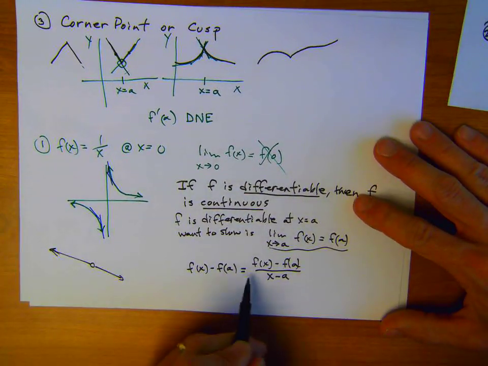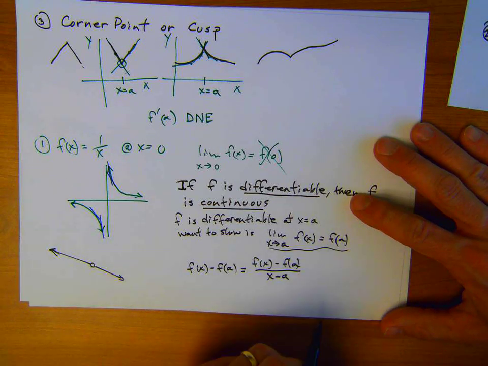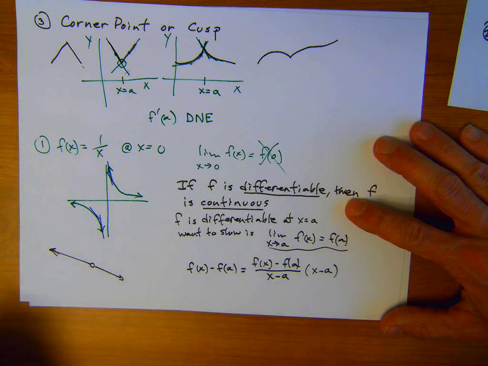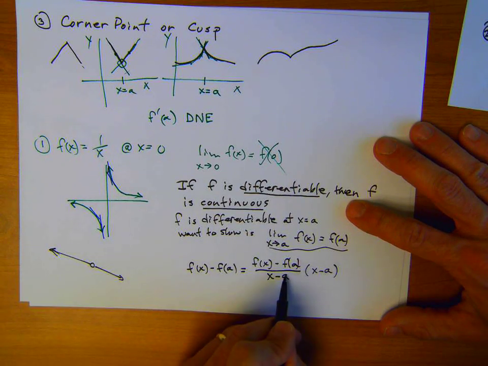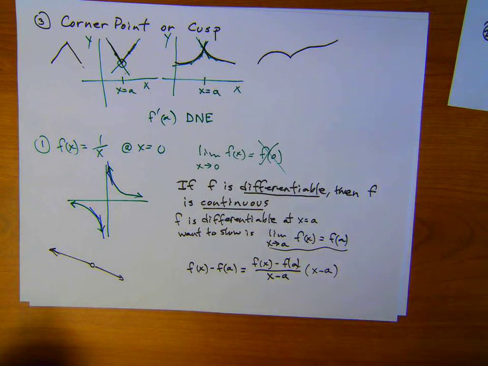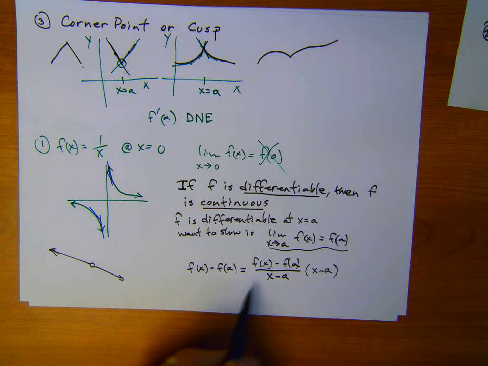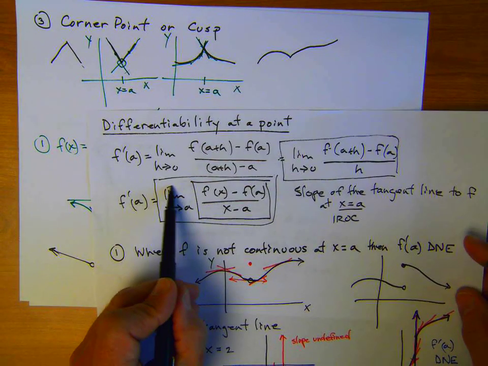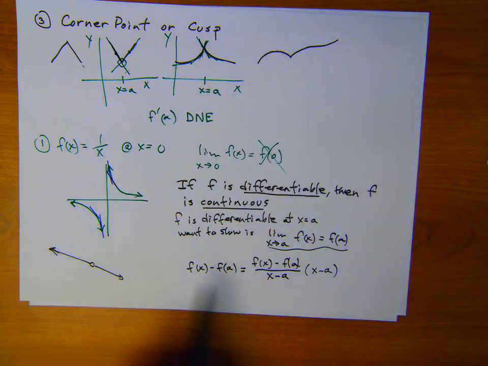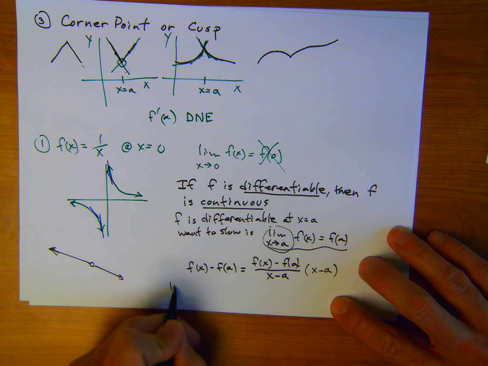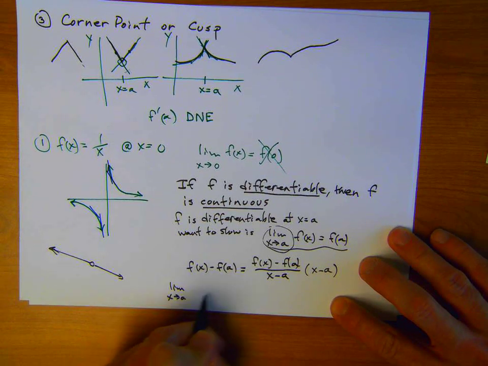All right, well, these aren't equal, right? But if I do this little trick and multiply over here by x minus a, notice that now they are equal, because these would cancel, and I'd have f of x minus f of a equals f of x minus f of a, okay? Now, for this to actually be the definition of the derivative, I have to have a limit in there. And for continuity, I also need to have a limit. So I'm going to take the limit as x approaches a of both sides.